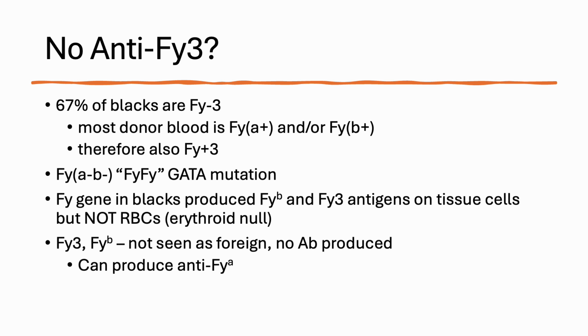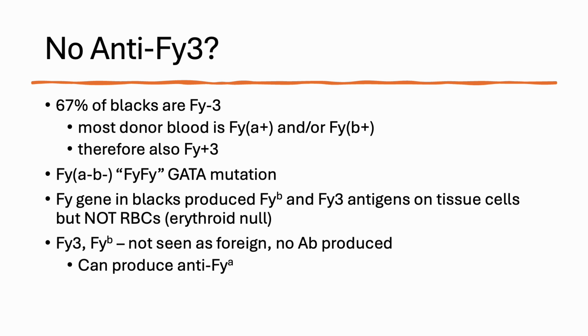Most donor blood has either FYA or FYB, which means they also have FY3. So when someone who is FYA negative, B negative receives that transfusion, they're pretty much all the time going to be exposed to FY3. The key here lies in that before mentioned GATA mutation, which is found in many individuals of African descent. This mutation essentially silences the Duffy gene expression, but only on the RBCs. We call that an erythroid null phenotype.